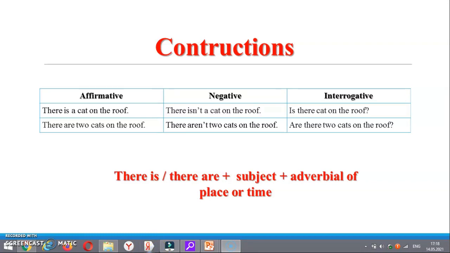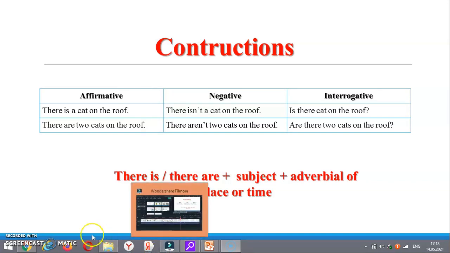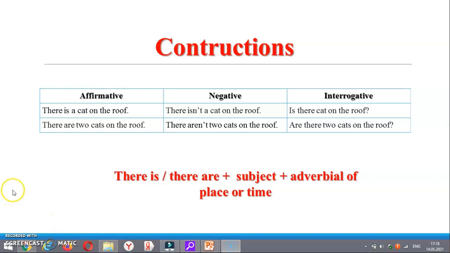In singular, there is a cat on the roof. Negative form: there isn't a cat on the roof. Interrogative form: is there a cat on the roof? In plural, there are 2 cats on the roof. Negative form: there aren't 2 cats on the roof. Interrogative form: are there 2 cats on the roof? There are plus subject plus adverbial of place or time.